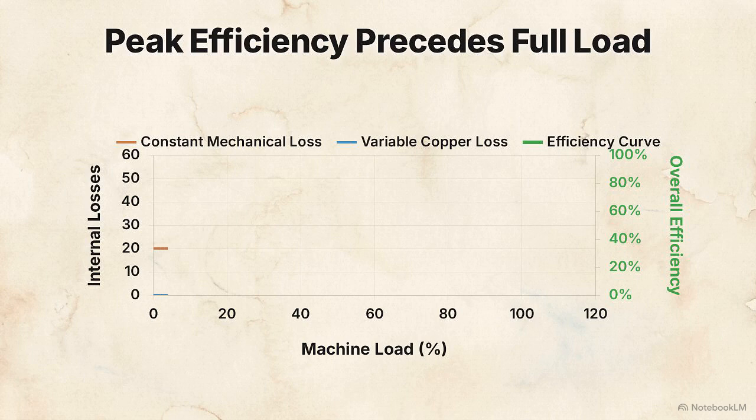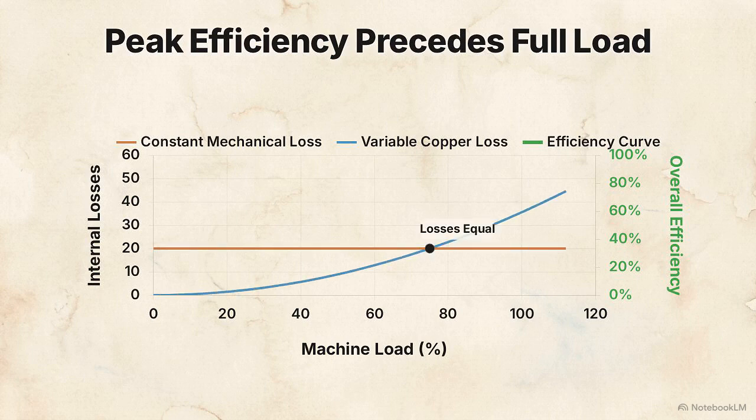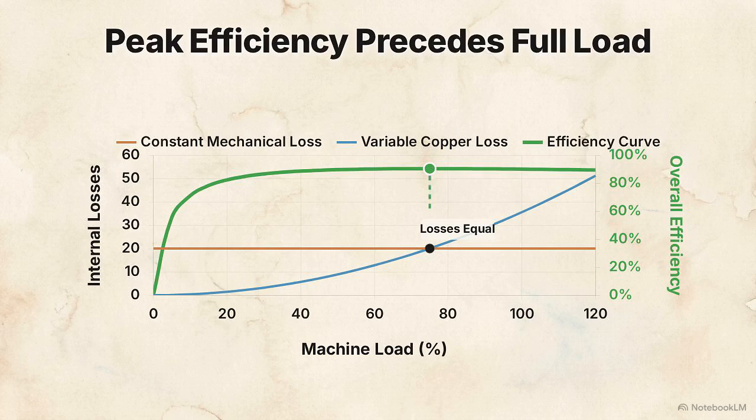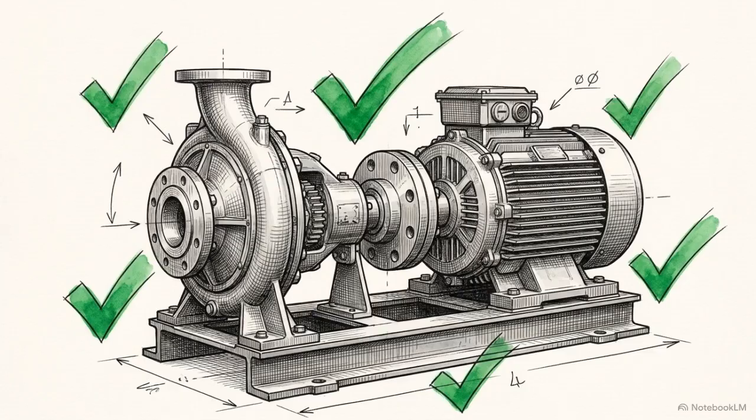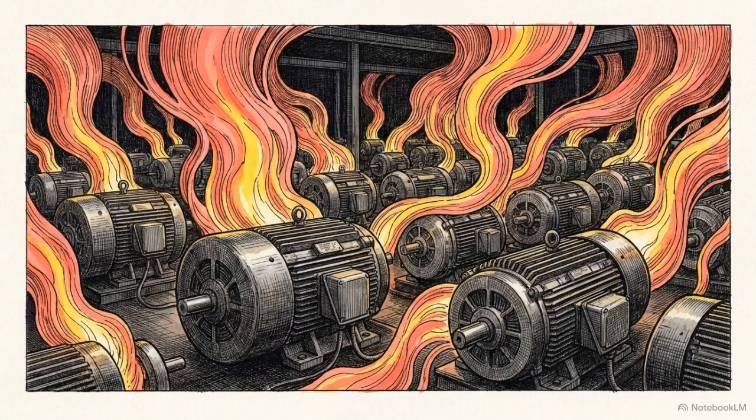Absolute peak efficiency only occurs exactly where fixed mechanical losses match the variable copper heat losses. Because of this, peak efficiency is almost never located at 100% full rated load. It hits peak efficiency earlier. Understanding the mathematical split of these losses lets engineers properly size machines for their specific loads. Guessing the size ignores this curve and guarantees massive, invisible energy waste across industrial grids.